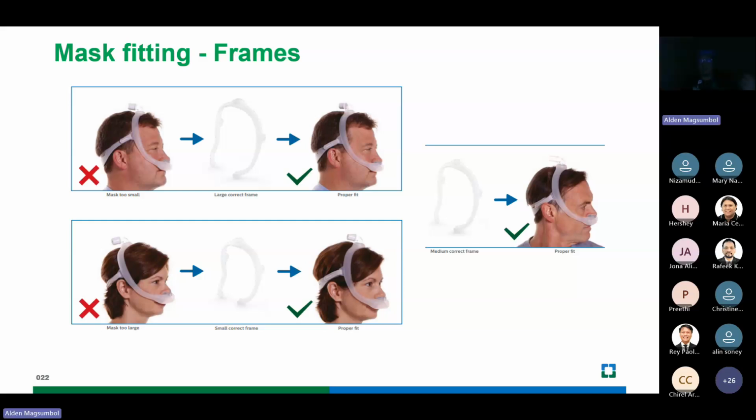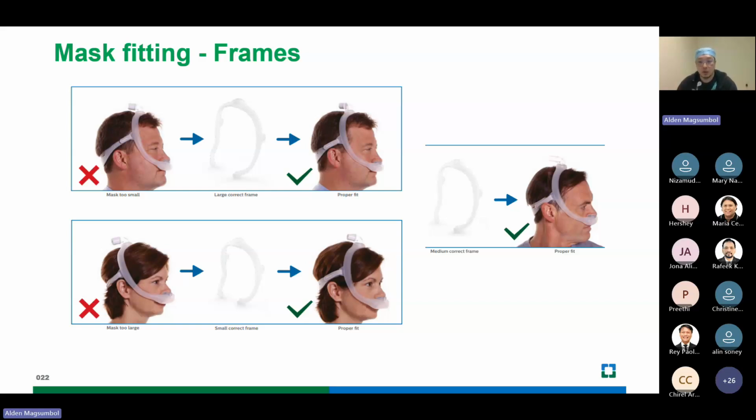Now for nasal pillows, the nasal pillow or nasal cradle frames. If the frame rests more at the front or near the forehead, this means it's too small, as shown in this example. Maybe it needs a larger size frame. If the frame rests more at the back and off the head or is sliding back, that means it's too large. Maybe you need to try a smaller size frame.